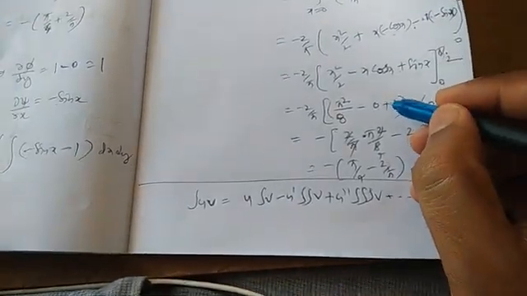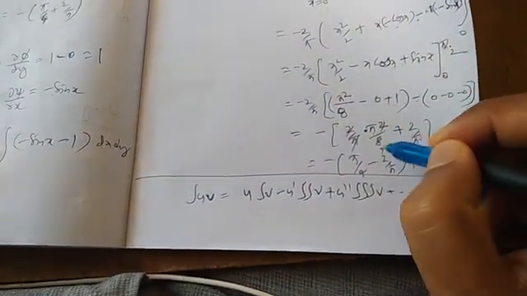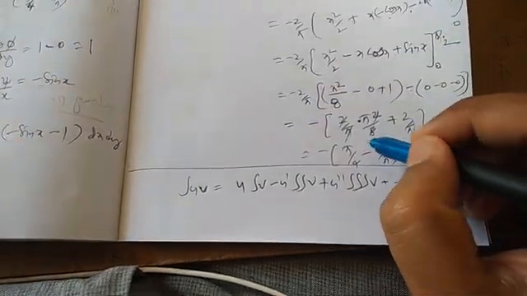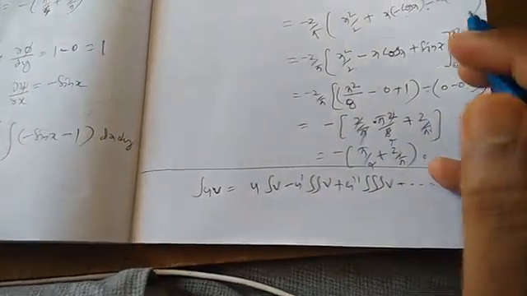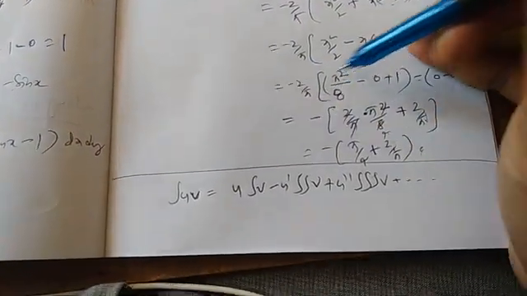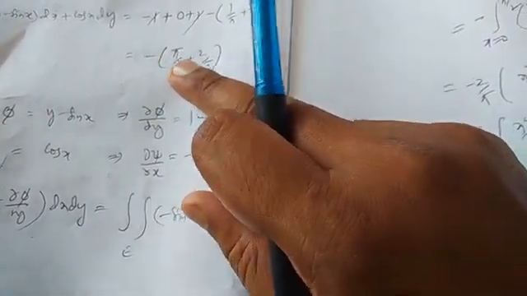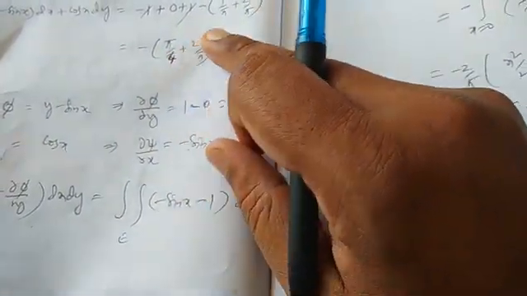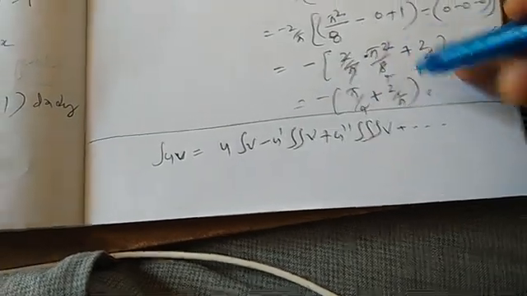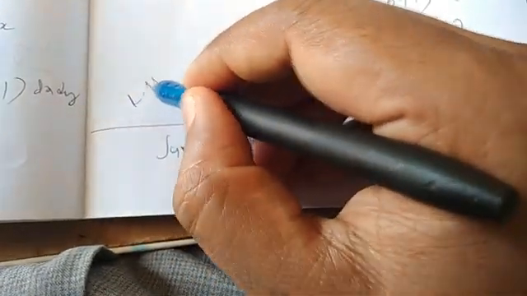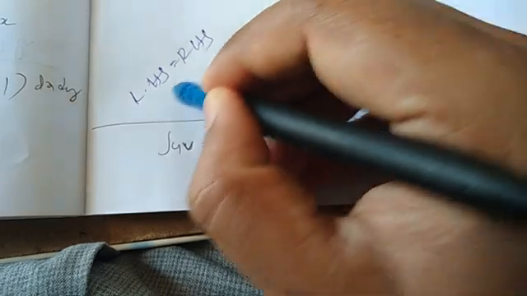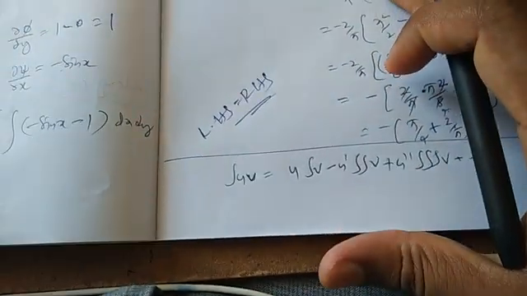I think here we can see LHS and RHS are both the same, right? Sorry, here it is plus, and here also plus; the minus is common, not multiplied to each term. Now we get the same term on both sides, minus pi by 4 plus 2 by pi. So LHS equals RHS, and we have verified Green's theorem for the given function.